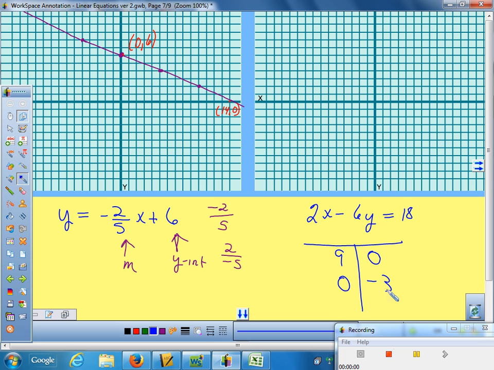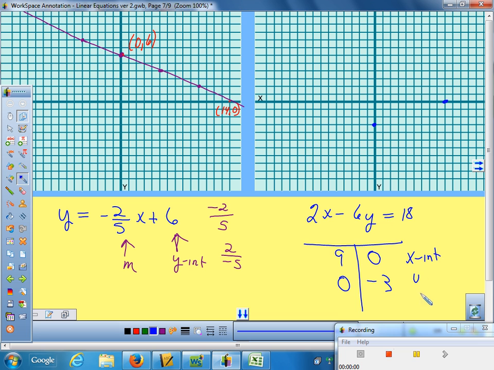That's the actual x and y intercepts. You're at (9, 0) and (0, -3). You can draw a line there and you got it. So that literally is, you just found the x-intercept and the y-intercept.